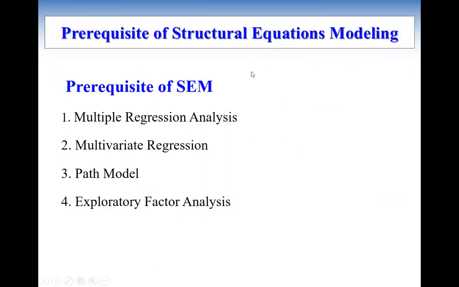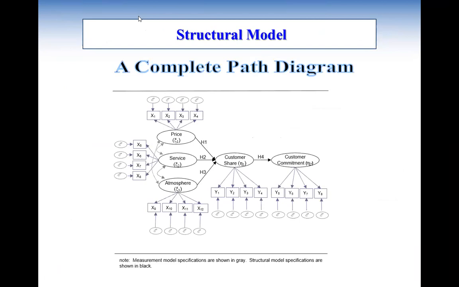Now you can see here a complete path model. The path model has 5 constructs: price, service, atmosphere, customer service, and customer commitment. Construct means factor, dimension, all the same thing. So I can say construct, dimension, factor, component, all are the same thing. Each construct is a latent, unobserved phenomenon.